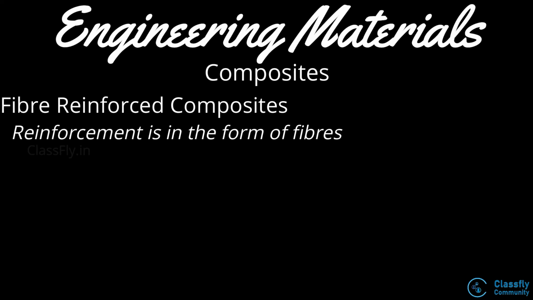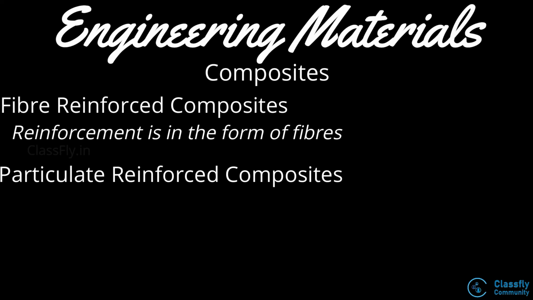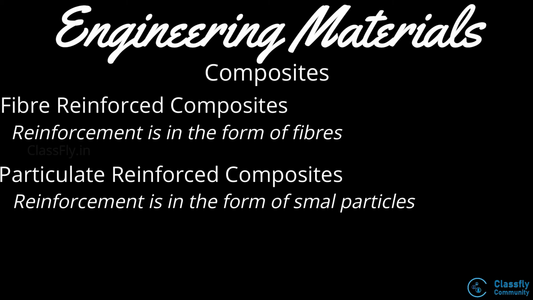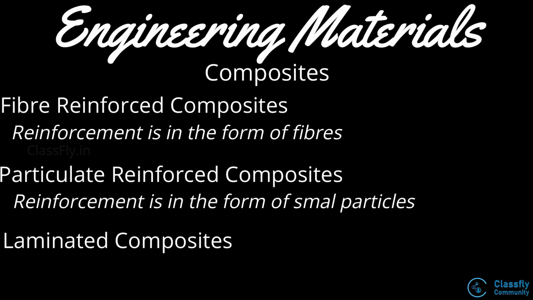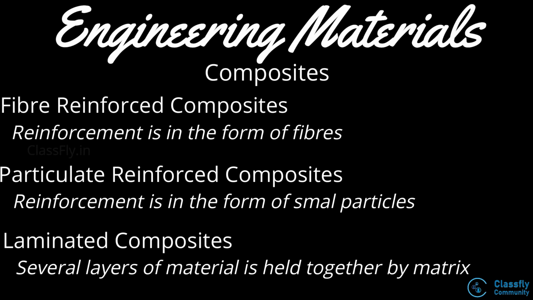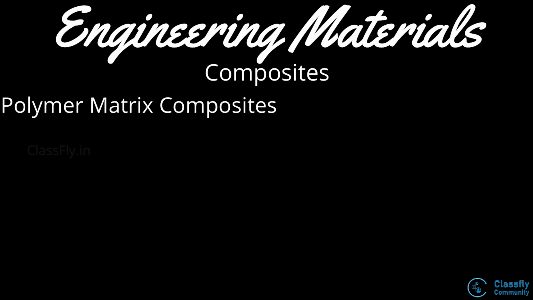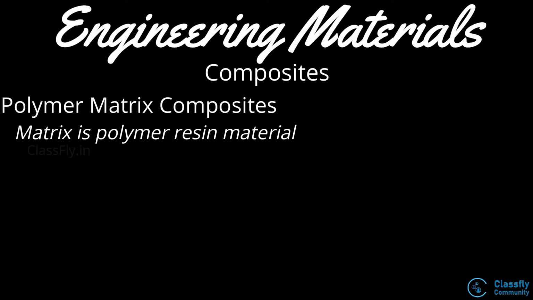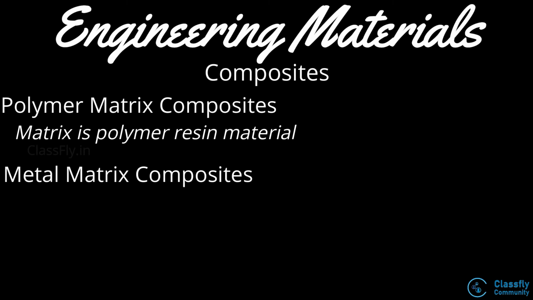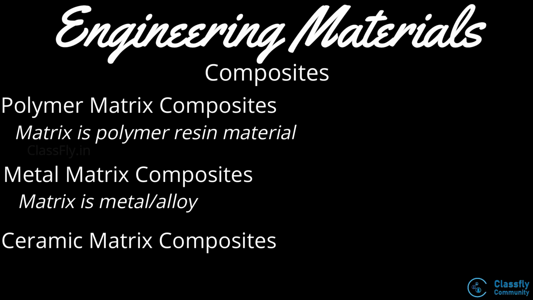is in the form of fibers, particulate reinforced composite, where the reinforcement is in the form of small particles, and laminated composites, where several layers of the material is held together by the matrix. We also looked into polymer matrix composites, that is the matrix is polymer resin material, and also the metal matrix composites, where the matrix is a metal or alloy, and also ceramic matrix composite, where the matrix is a ceramic material.